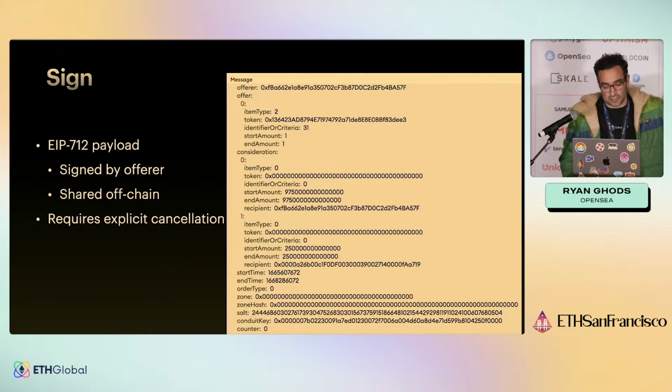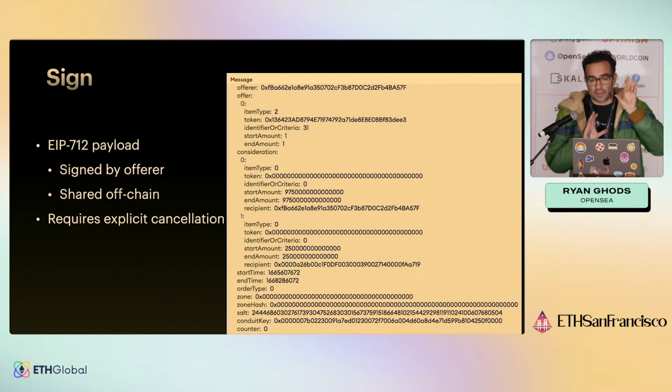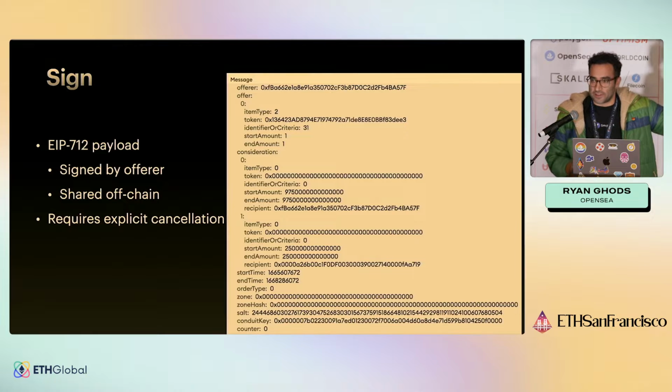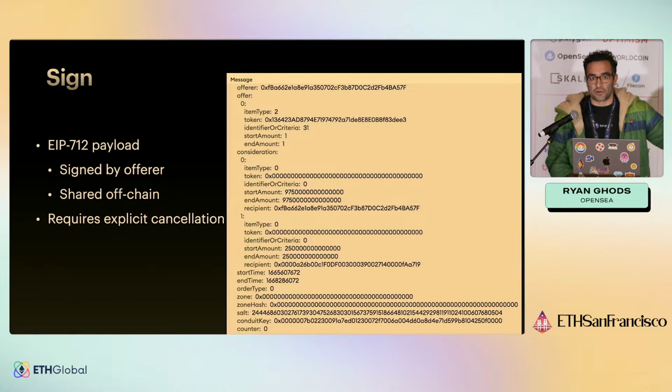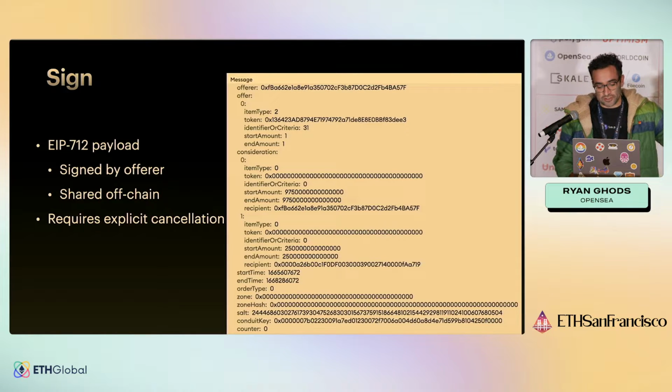And then the consideration: the first consideration item is the one that goes to the owner of the NFT, so that's what they're getting paid. And then the second one is the OpenSea marketplace fee. If there was a creator fee here, the third consideration item would be the creator fee payment. And then you have the start time, end time, zone hash, salt, conduit key, and the counter, which we kind of went over.